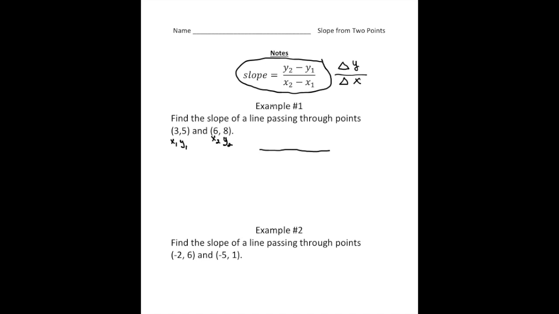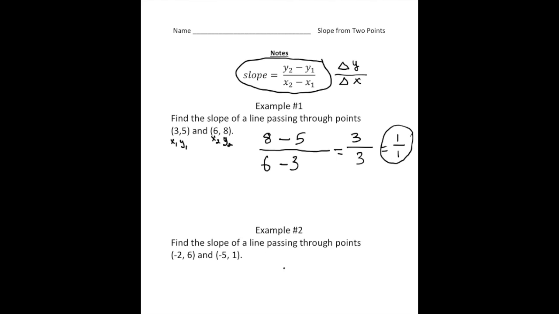So I'm going to plug in the values. y2 in this case is going to be 8 minus y1, which is 5, over x2, which is 6, minus x1, which is 3. Now 8 take away 5 is 3, over 6 take away 3 is 3. And this reduces down to 1 over 1. So the slope of that graph going through those 2 points is 1.